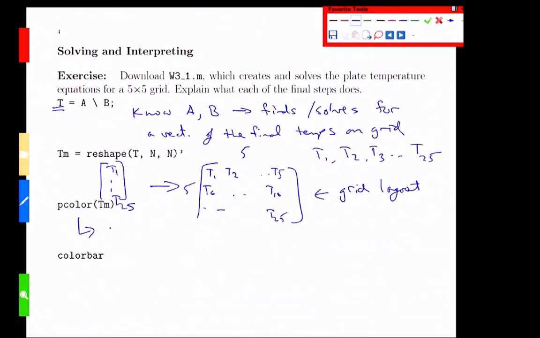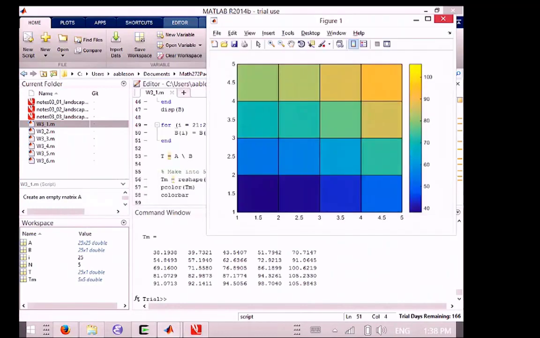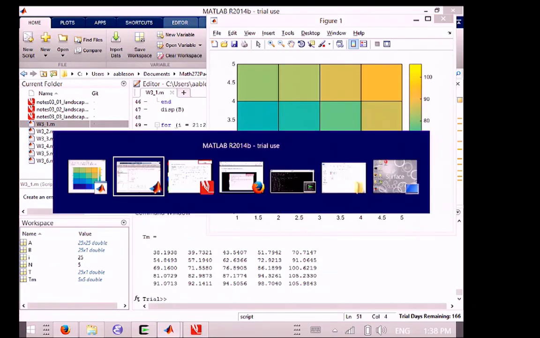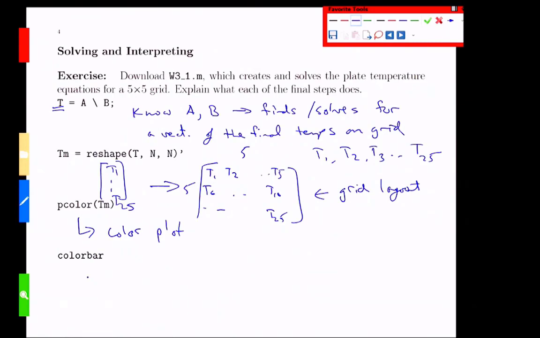So this generates the color plot. And the colorbar command, if we take a quick look at the sidebar here, is what adds this little vertical scale of what the colors mean in terms of temperatures. It adds the color scale. There we go. Alrighty.